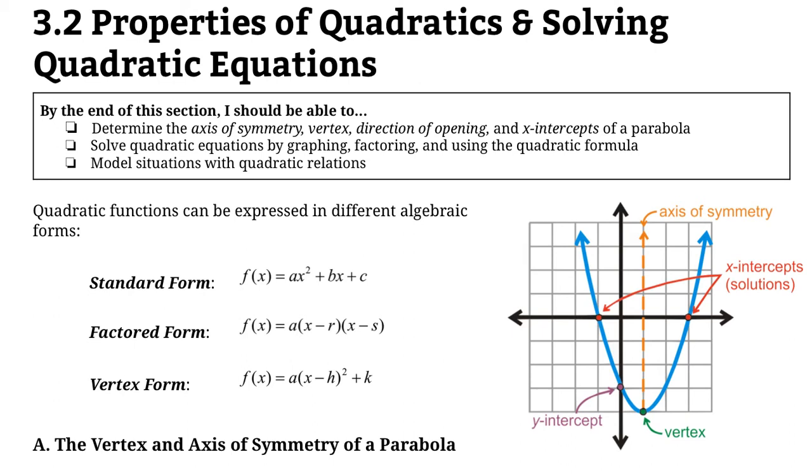And then we have our intercepts. Our y-intercept is when our parabola crosses through the y-axis, and it's always your y value when x is equal to 0. And then we have our x-intercepts. These are also known as the solutions, the roots, and the zeros. And these are the x values when your parabola crosses through the x-axis. These will always be the x values when y is equal to 0.